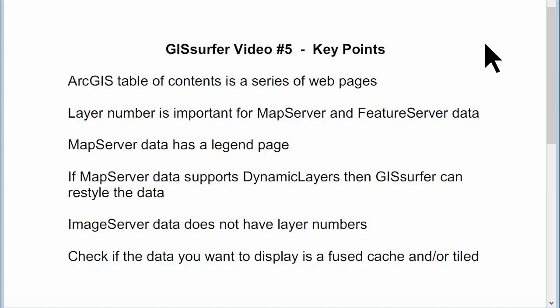This is the end of the video showing you how the table of contents works for an ArcGIS server. Next in this series is video number 6, which will show you how to surf GIS data by telling GISsurfer to split your screen. On part of your screen, you can display the table of contents for an ArcGIS server. The other part of your screen will display the map. Click on a layer in the table of contents, and that data will appear on the map. No prior GIS knowledge is needed.